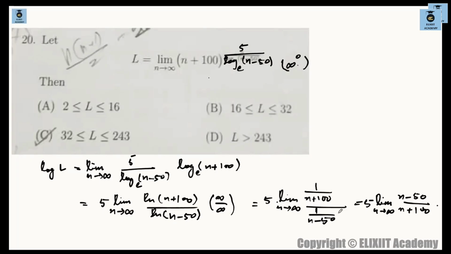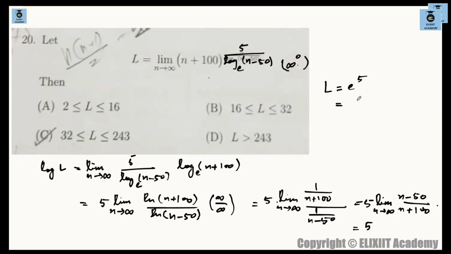Okay. So we can say from here, if you use this L'Hopital's rule once again, you'll be getting 1 by 1. Once again, differentiate this thing. You'll be getting 1 in the numerator and 1 in the denominator. So the value of this limit will be 5. So log of L is 5. So L is what? L is e raised to the power of 5.